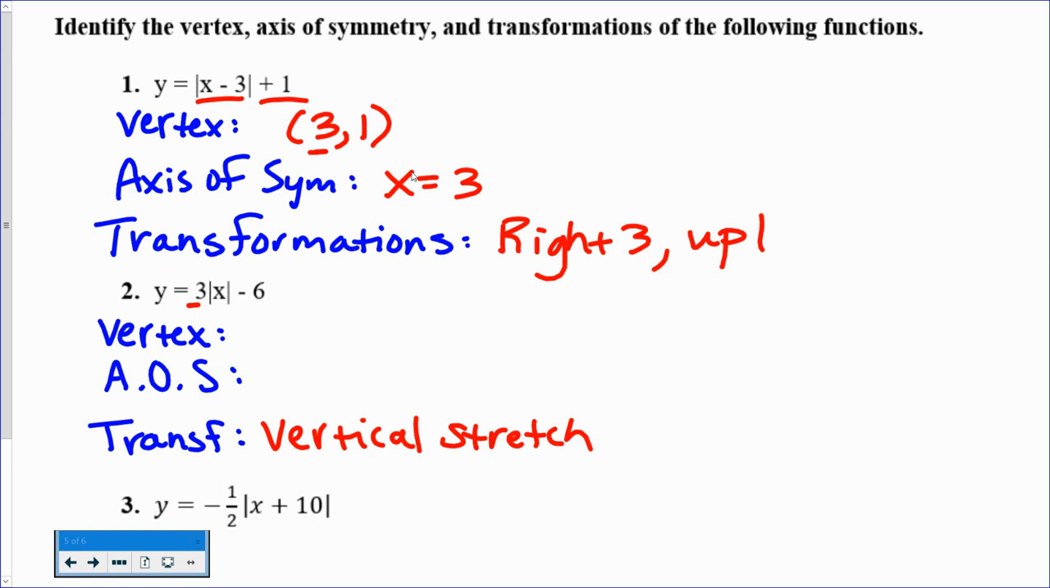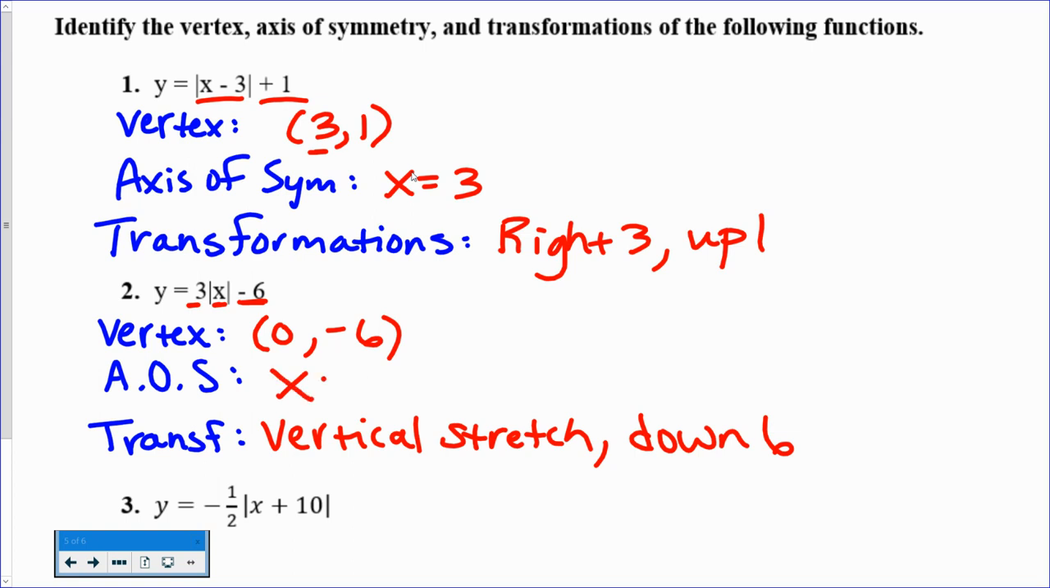Okay, it's a stretch because it is a number that is larger than 1. It'd be a compression if it would be a number between 0 and 1. So it's going to stretch it because you're tripling those values. And then nothing on the inside, so we're not shifting anywhere left or right. So that means you're staying at 0 for the x coordinate of your vertex, but you're also going down 6. So that would mean my y coordinate is -6 since I had to move this whole graph down 6 spots.